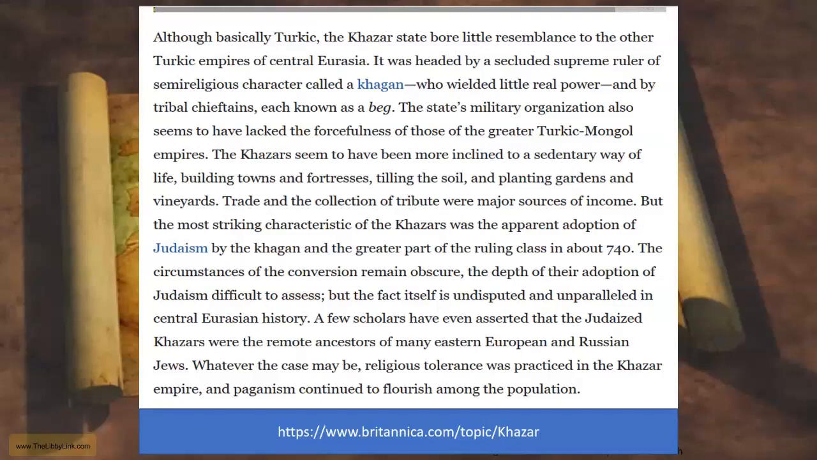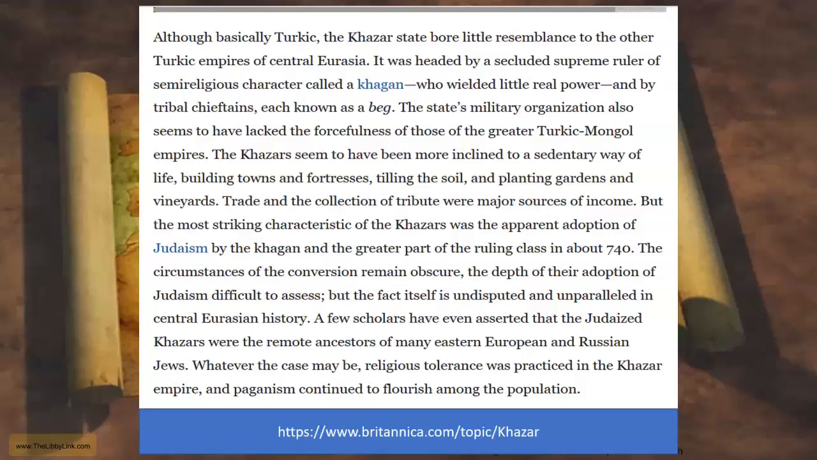The Khazars seem to have been more inclined to a sedentary way of life, building towns and fortresses, tilling the soil and planting gardens and vineyards. Trade and the collection of tribute were major sources of income, but the most striking characteristic of the Khazars, in a region that was Muslim territory where most were probably Muslim, was the apparent adoption of Judaism. So they converted to Judaism by the Kagan and the greater part of the ruling class in about 740.